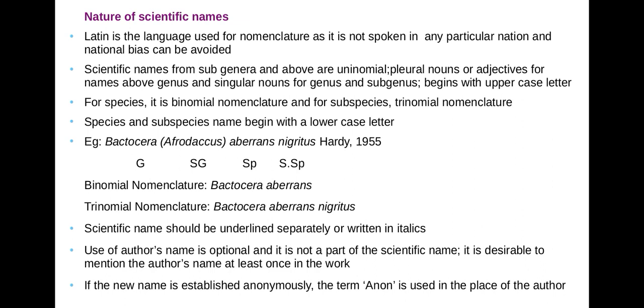So back to Sera. Here we could see binomial nomenclature. Bactocera aberrans nigritus is the trinomial nomenclature. Scientific name should be underlined separately or written in italics. Use of author's name is optional and it is not a part of the scientific name. It is desirable to mention the author's name at least once in a work. If the new name is established anonymously, the term anon is used in the place of the author.